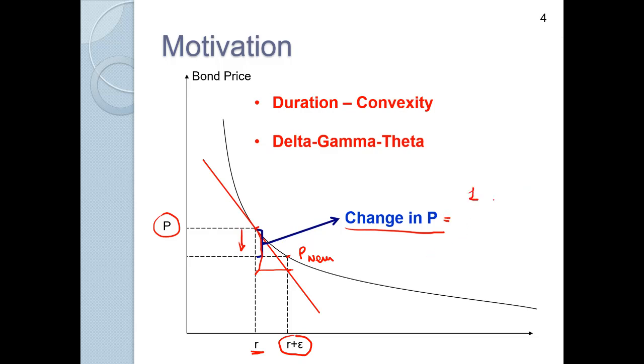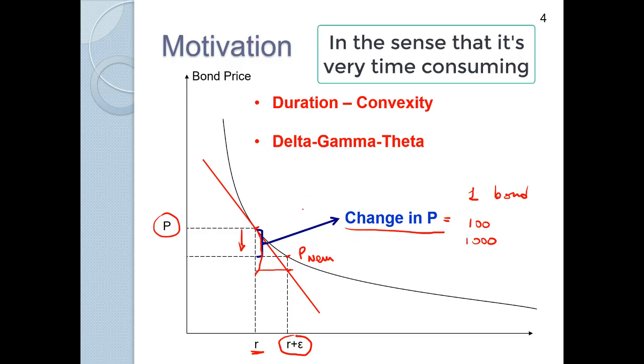Well, when you have one bond, it's easy, but for banks, that's not the case. Banks can have in their portfolios hundreds, even thousands of bonds. And when you have thousands of bonds, to compute the change in price for all those bonds to be able to manage risk, it's very, very hard. To do this delta gamma approximation, or the duration convexity, it's much easier.